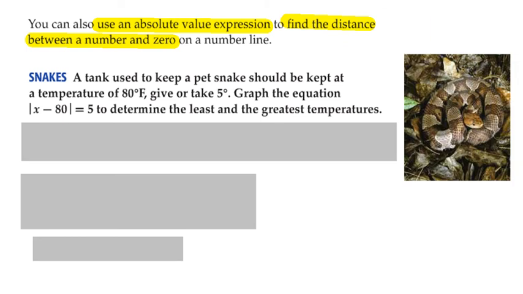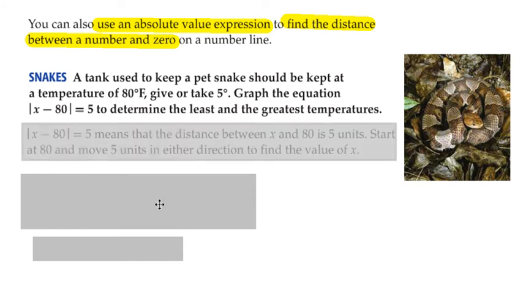You can also use an absolute value expression to find the distance between a number and 0. We've talked about that on a number line. So here's an example from real life. Snakes. Not one of my favorite topics. A tank used to keep a pet snake should be kept at a temperature of 80 degrees Fahrenheit, give or take 5 degrees. Graph the equation, the absolute value of x minus 80 equal to 5, to determine the least and the greatest temperatures. Okay?